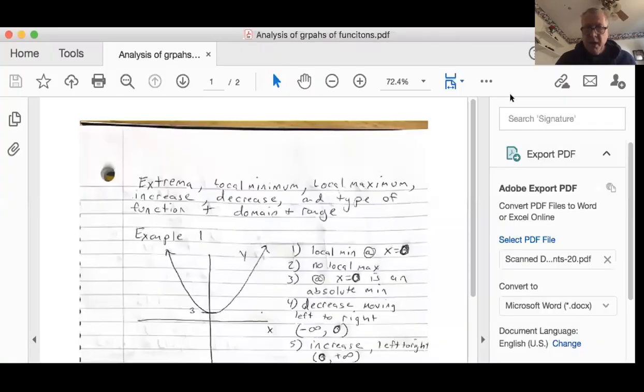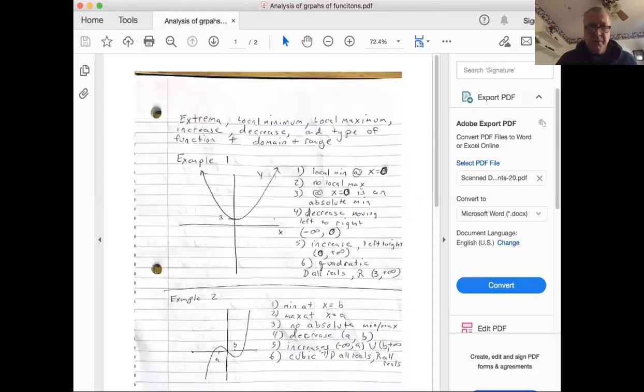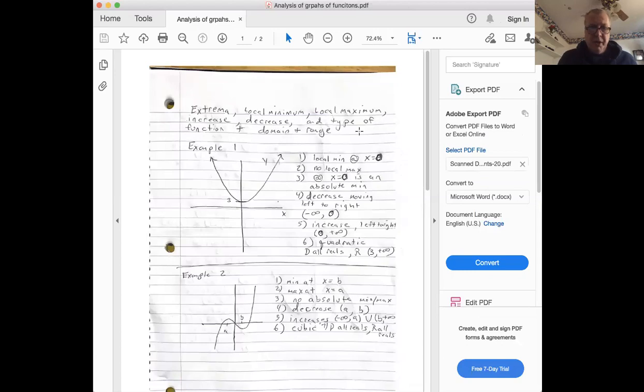All right, so now I'm going to take a look at some other properties of functions. This is a PDF that you're going to be sent with this video in your news items. In this PDF, we deal with extrema, local mins, maxes, increase, decrease type of function if we can determine it. Sometimes we can, sometimes we can't. And then domain and range. So the first one I'm looking at is example 1. Now we can see that's a quadratic. We can see that the domain is all real numbers. The range starts here at 3 and goes upward, so from 3 to positive infinity.